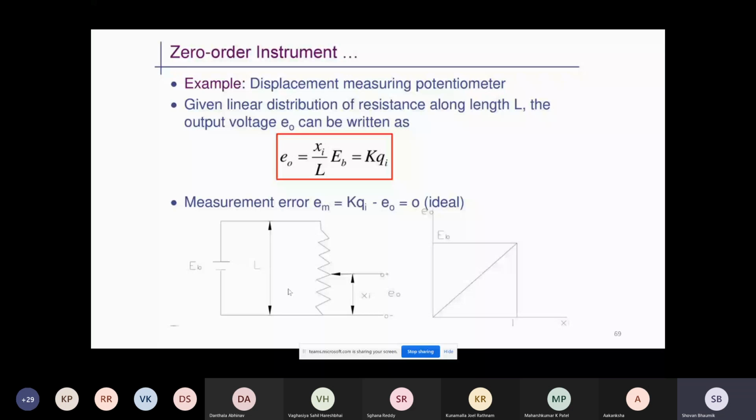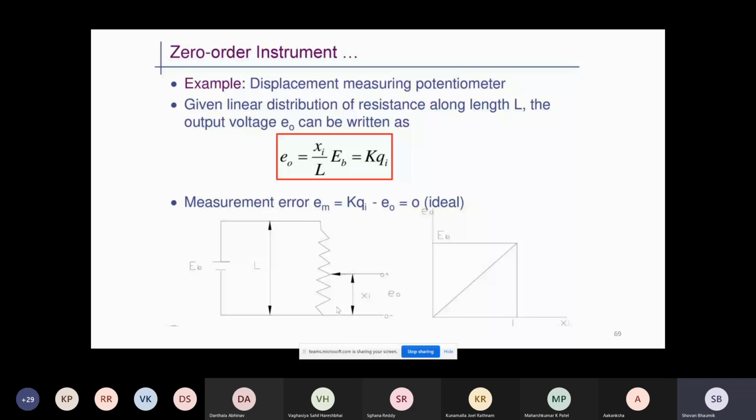Suppose we have a battery EB, which is attached with a resistance of length L, and the resistance has a slider. The slider can move over the resistance and it has some distance from the zero, and then E0 will be the output. So E0 you can measure with the help of a voltmeter or some digital meter. Now how is E0 related with EB? So E0 will be EB divided by L into Xi.